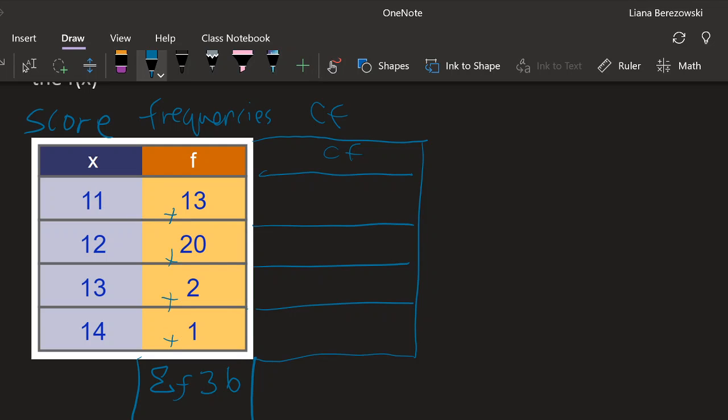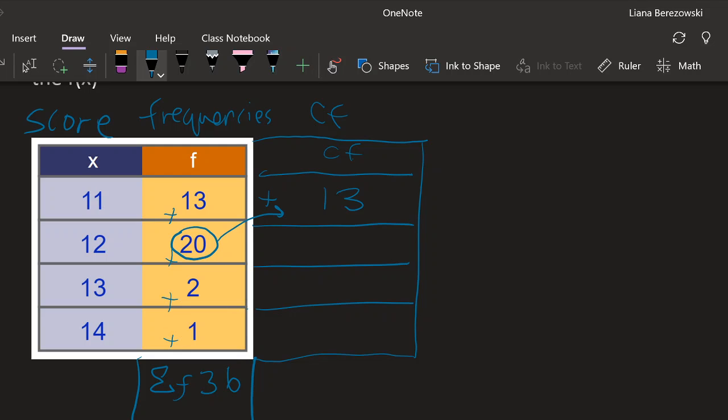So if you remember how we did cumulative frequencies when we learned about this yesterday, we have the first frequency here as 13. Okay, so that's going to be our first cumulative frequency. We don't have any numbers to add to it, it's just 13. To figure out the next cumulative frequency, what we do is we take the next score, which is 12, we take its frequency and add it to the previous cumulative frequency.